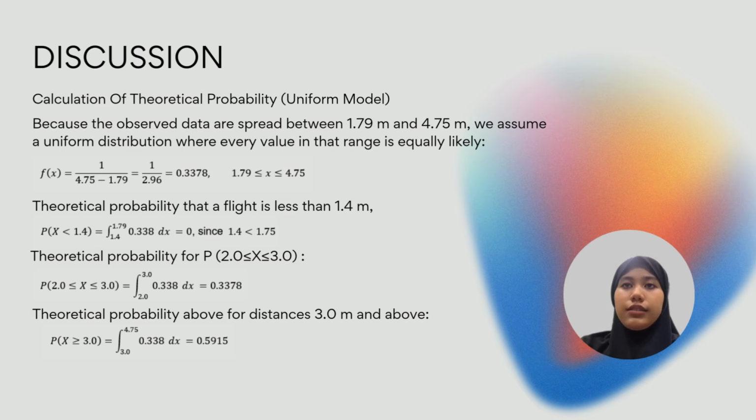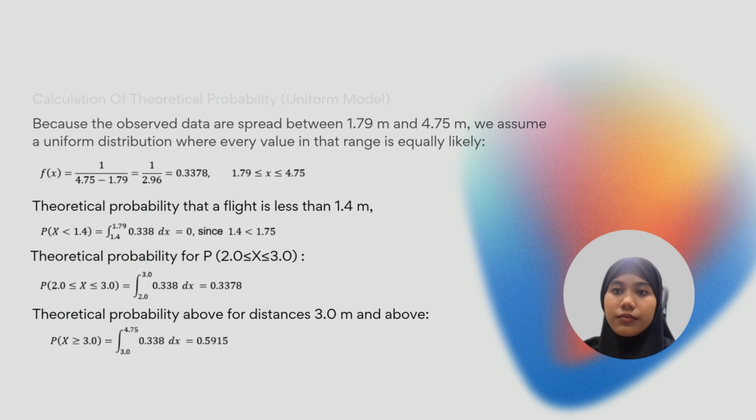But for distances 3 meters and above, the experimental probability was 0.44, which is lower than the theoretical value of 0.59. This shows that fewer flights travel longer distances compared to what the uniform model predicted. Overall, this tells us that the uniform model doesn't fully match the actual pattern of the data. The real results are not spread evenly. They are more centered and drop off for longer distances.